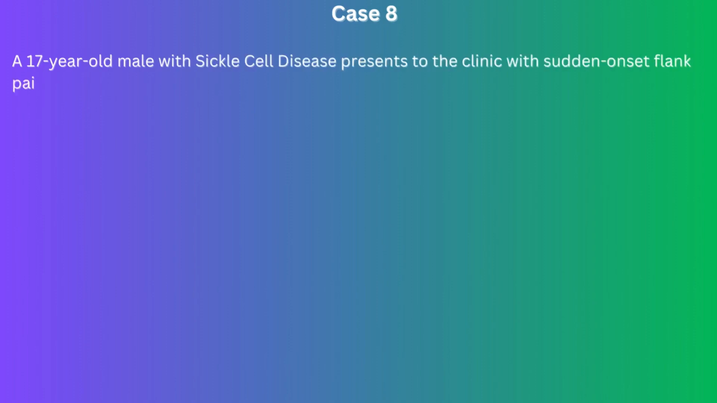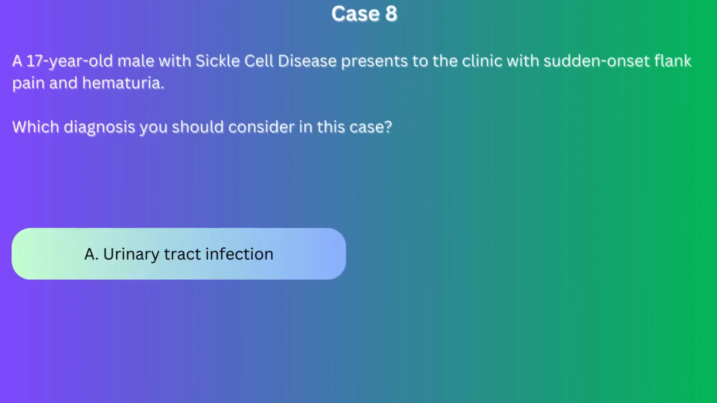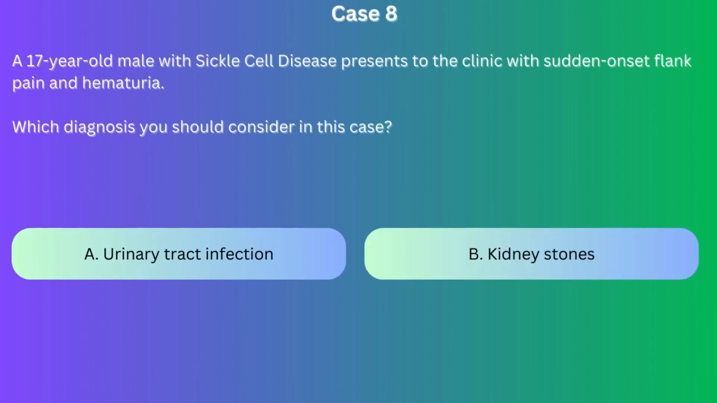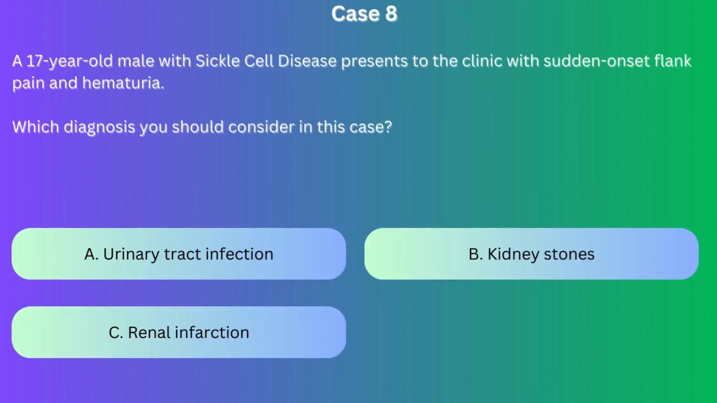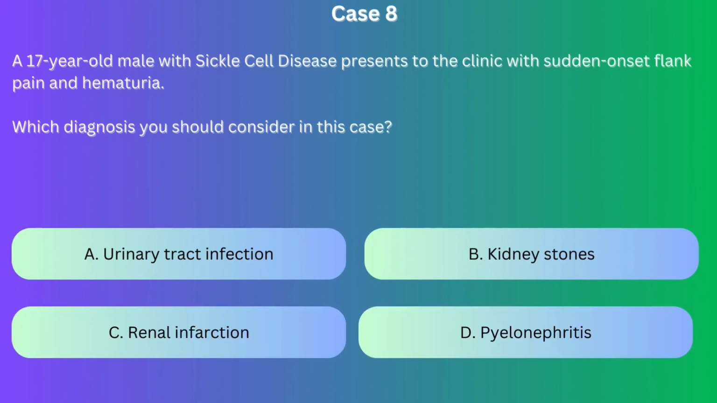Case number 8. A 17-year-old male with sickle cell disease presents to the clinic with sudden onset flank pain and hematuria. Which diagnosis should you consider in this case? A. Urinary tract infection. B. Kidney stones. C. Renal infarction. D. Pyelonephritis. Correct answer: C.